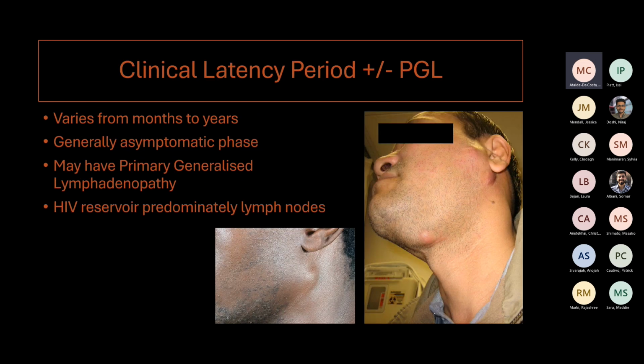And then you go into the clinical latency period. This is a period where generally people are asymptomatic. It can last a couple of months to years even. They may have nonspecific signs again, and they may come up with primary generalized lymphadenopathy.